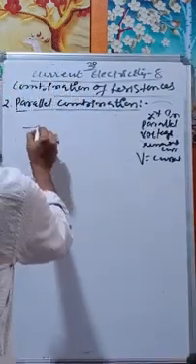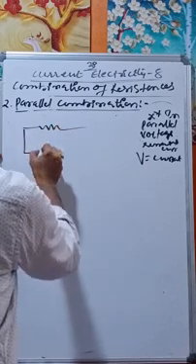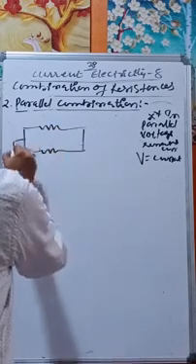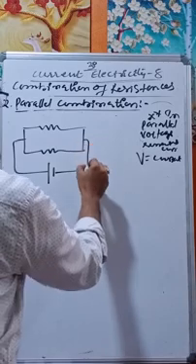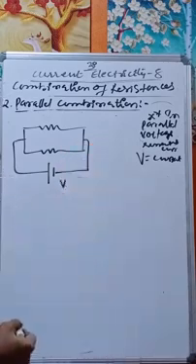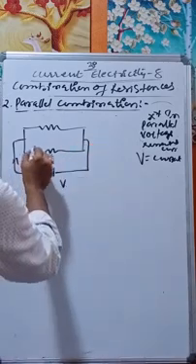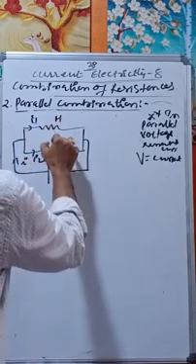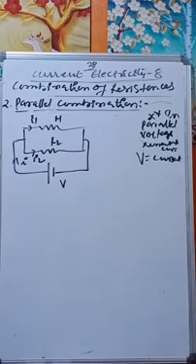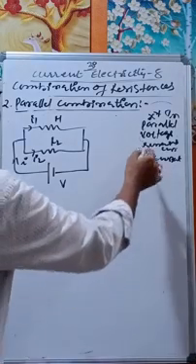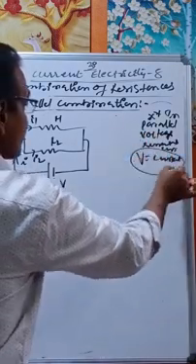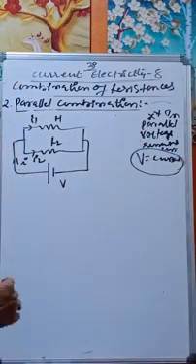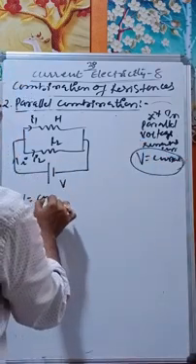Therefore, let us take two resistors in parallel to which a supply was connected. Voltage V was connected here. A current I was flowing. It splits into two parts, I1 and I2. This is R1. This is R2. Now, in parallel, what remains constant? Voltage remains constant. V is equal to constant.